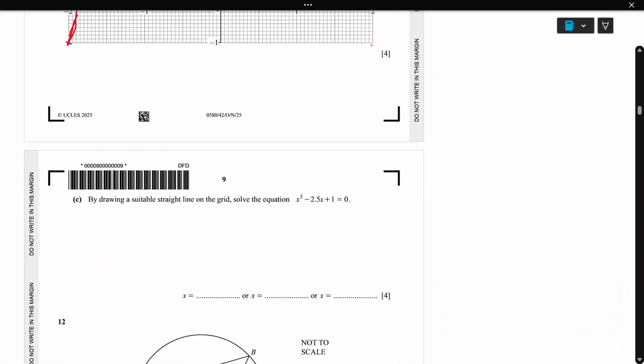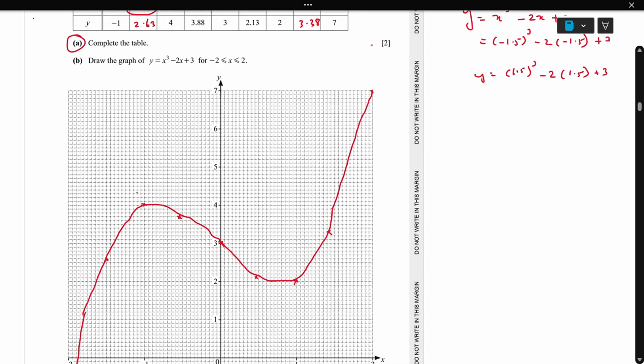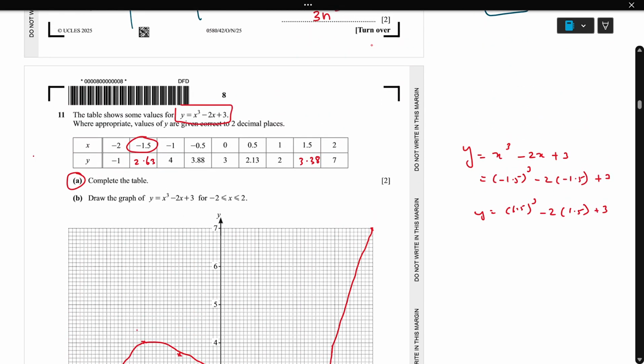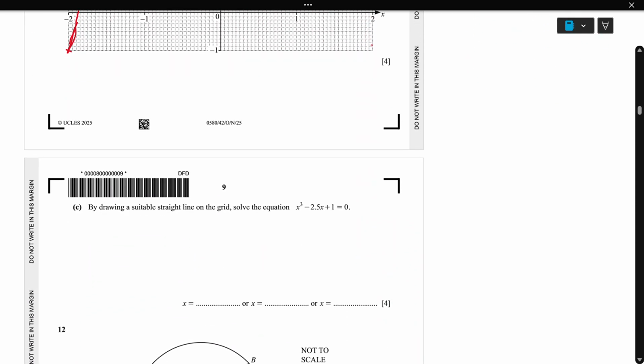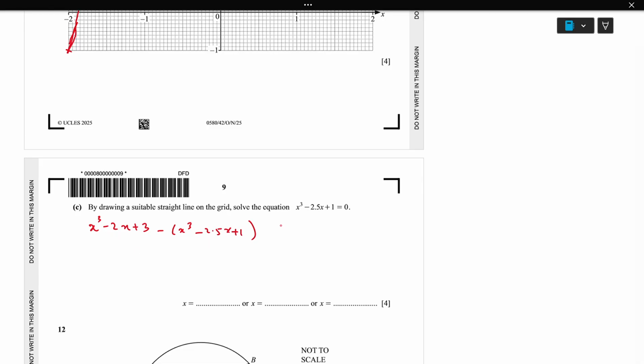Next is part C. By drawing a suitable straight line on the grid, solve the equation. So here the equation is x cube minus 2.5x plus 1. The given is x cube minus 2x plus 3. So we have to just take away this x cube minus 2.5x plus 1. When we take away, the x cube gets cancelled. Minus 2x and plus 2.5x gives 0.5x, and 3 minus 1 is plus 2. So that's left: y equals 0.5x plus 2.